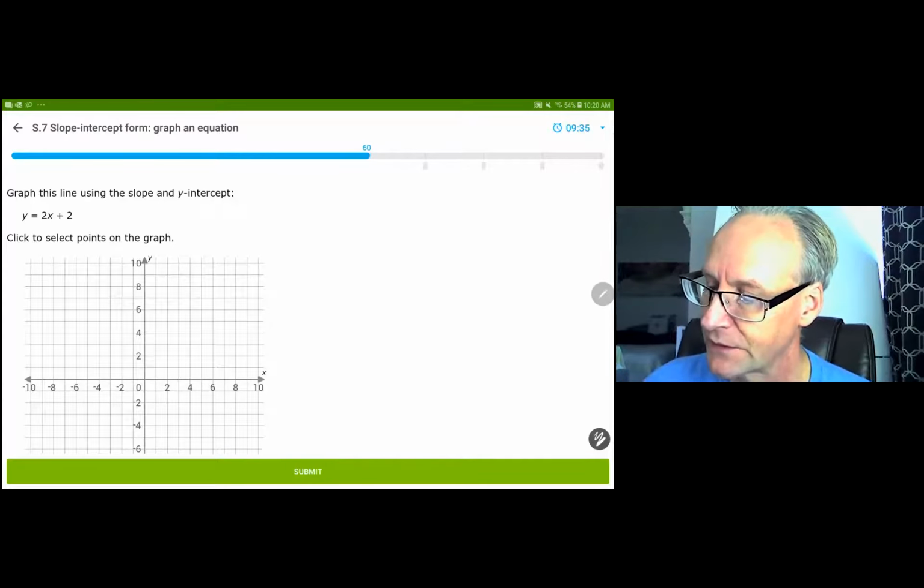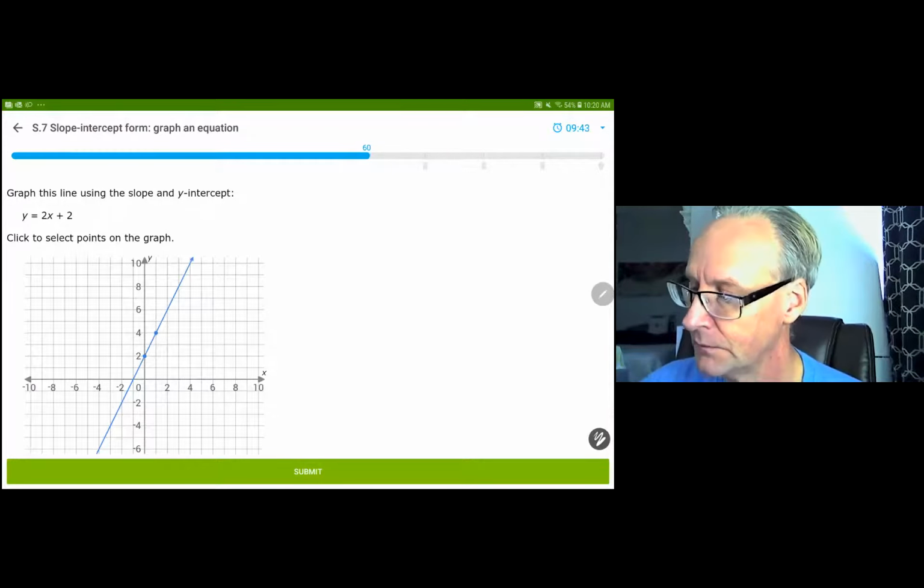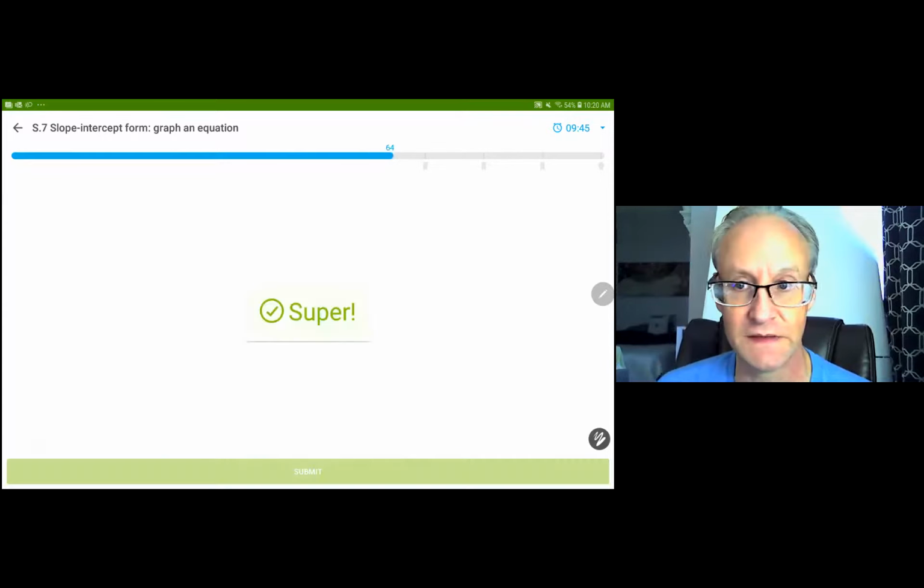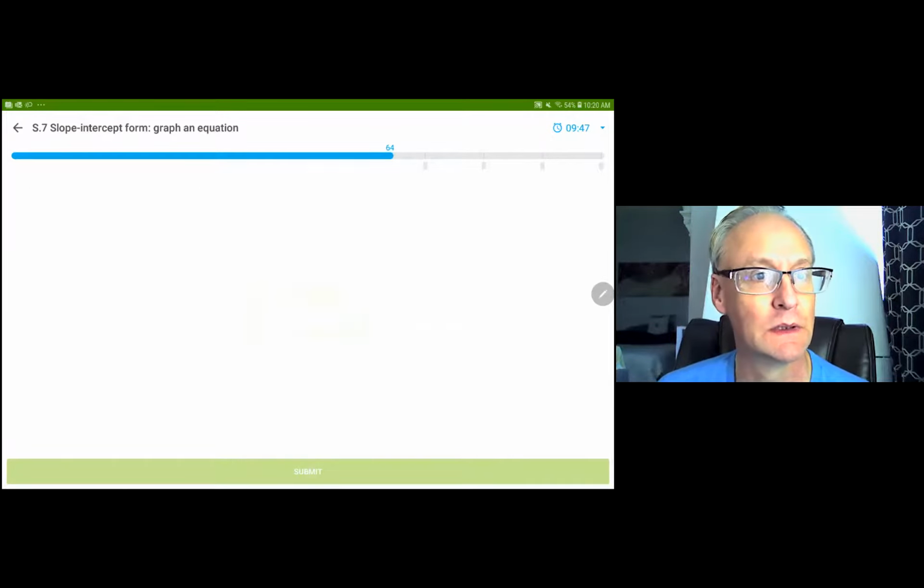This one is 2x plus 2. I'm going to go fast. I'm going to go through 0, 2, and I'm going to count a slope of up 2 and over 1, and I'm done. It is that easy, really.